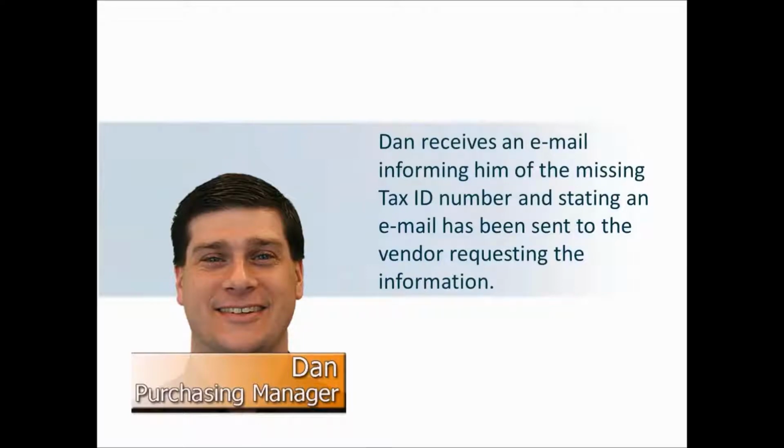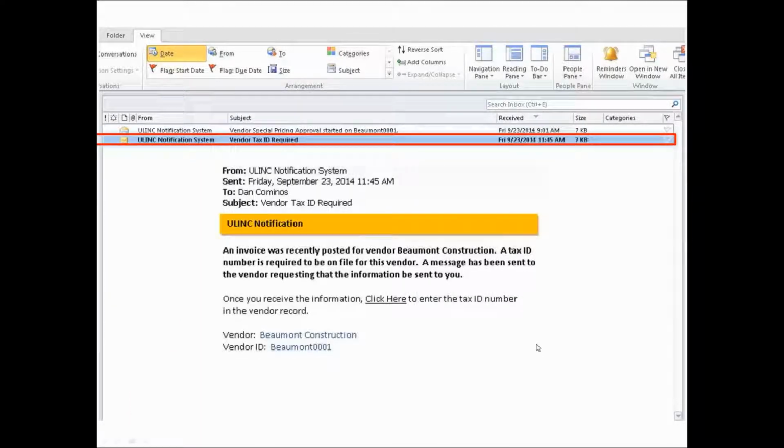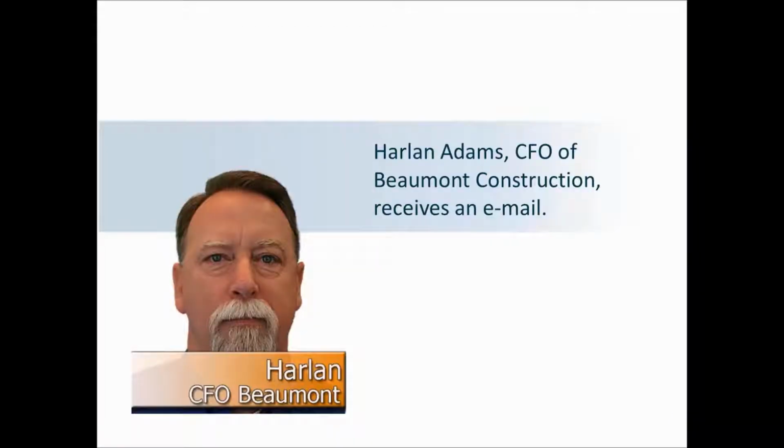So Dan, because it is greater than that, and they don't have the tax ID, Dan receives an email informing him of this. So when he clicks his email, he sees that it shows clearly that an invoice was posted for Beaumont Construction. Tax ID is required according to their business processes. A message has been sent to the vendor requesting information to be sent. And he's going to be sending that information to him. When he receives it, he needs to just simply click here and enter the tax ID.